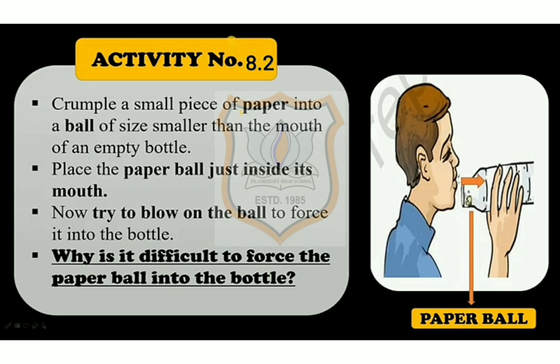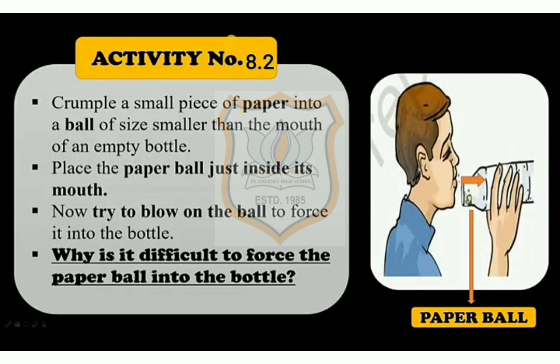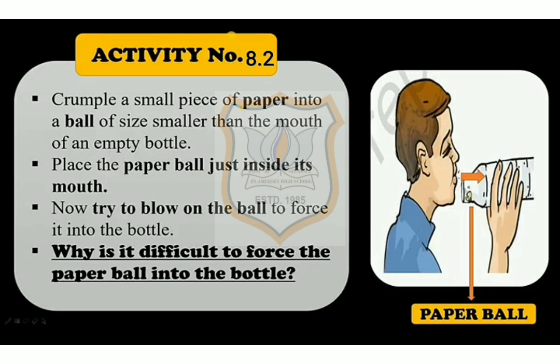Students, crumple a small piece of paper into a ball of size smaller than the mouth of an empty bottle and place the paper ball just inside its mouth. Now try to blow on the ball to force it into the bottle. Students, you will observe that the paper ball cannot be forced into the bottle. You can try the activity with bottles of different sizes.